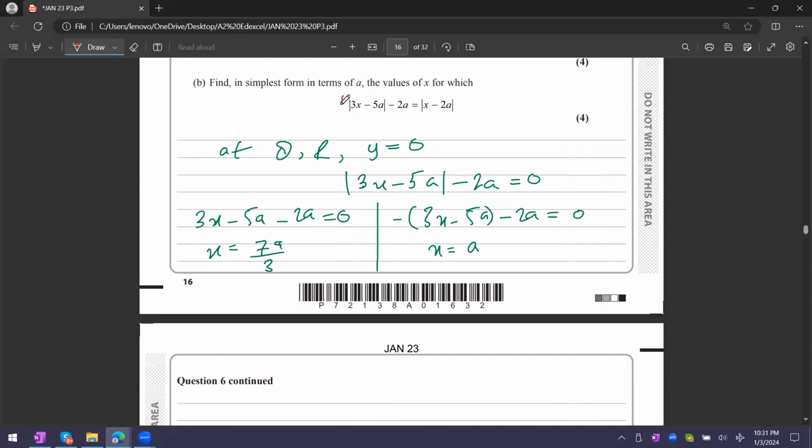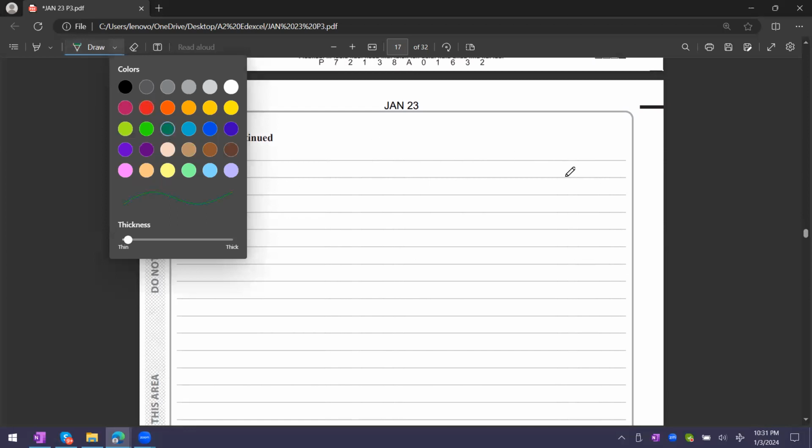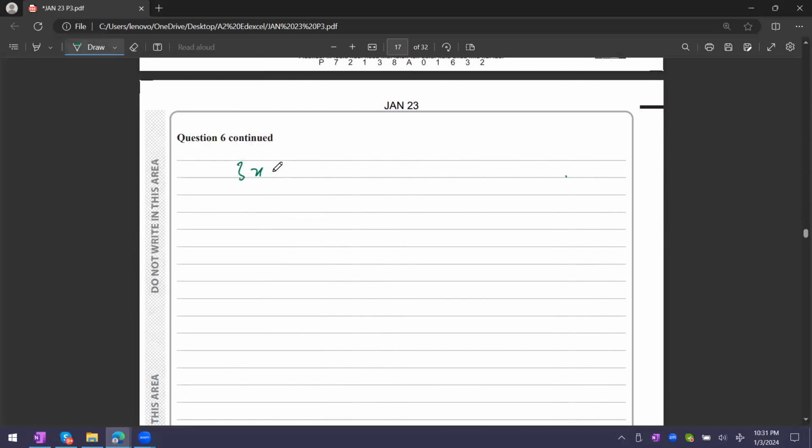One will be with the positive value, where both absolute functions are taken positive. The other will be with the negative value, where both are taken negative. For the positive part, 3x minus 5a minus 2a is equal to x minus 2a. For the negative part, minus 3x minus 5a minus 2a is equal to, on the right side also you take minus, x minus 2a. And then solve for x.